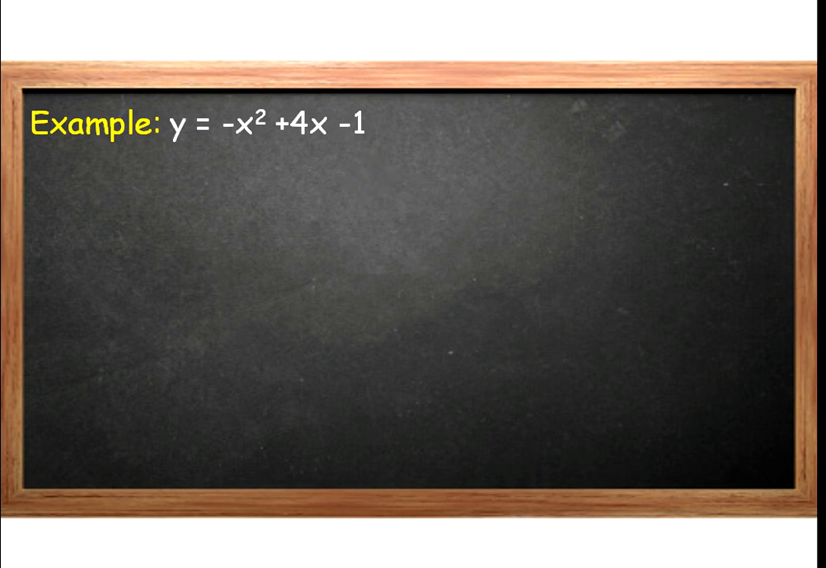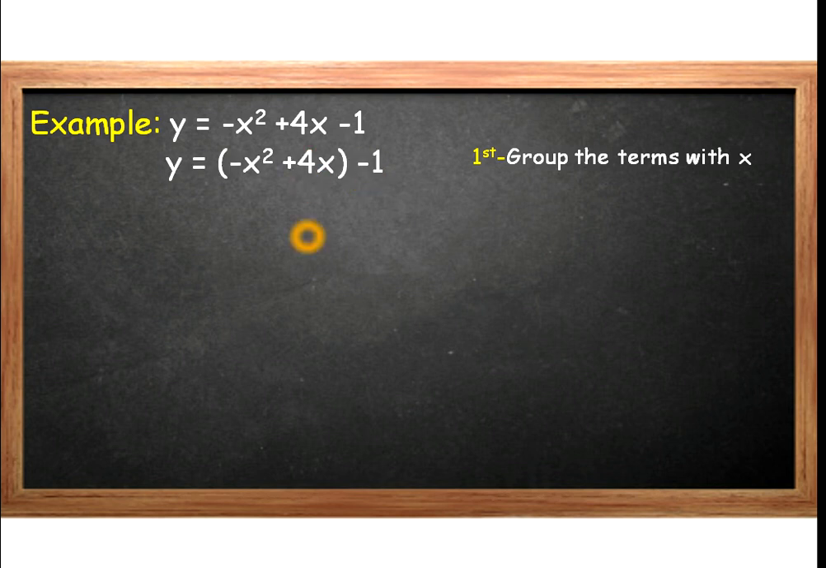Transforming it to its vertex form, grouping the terms with x, we have y is equal to negative x squared plus 4x minus 1. Factoring out a, the value of a in this equation is negative 1. So we'll have the equation y is equal to negative quantity of x squared minus 4x minus 1.